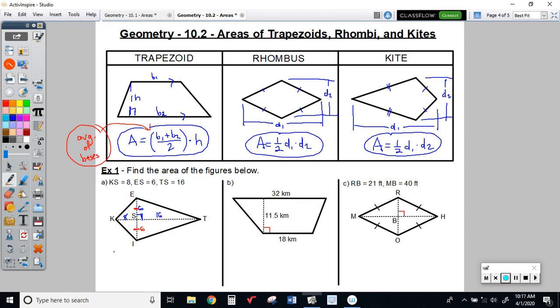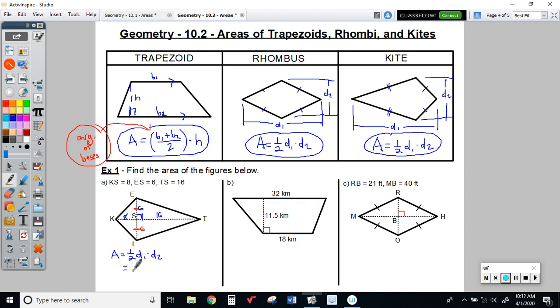Given that information, I now have everything I need to replace the letters in my formula with the numbers they're equivalent to. So again, I would strongly encourage you to write out the formulas in general and then plug in what you know to find out what you don't.